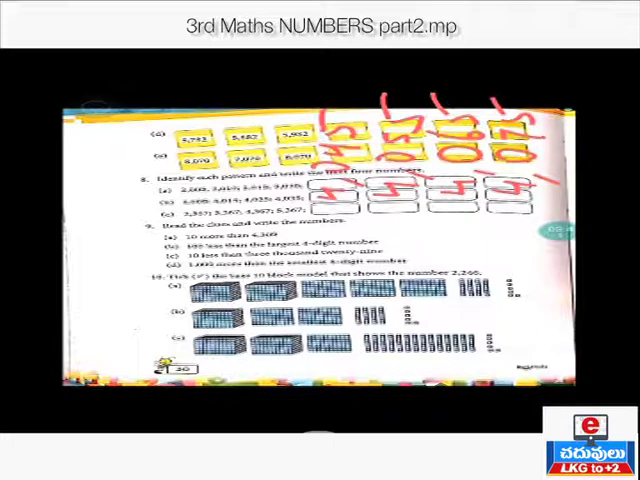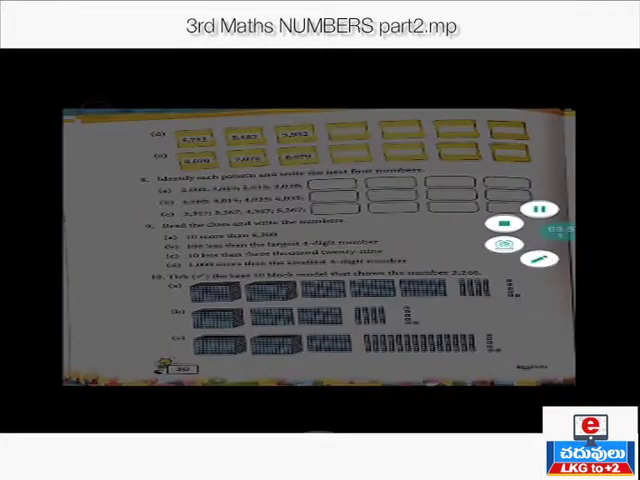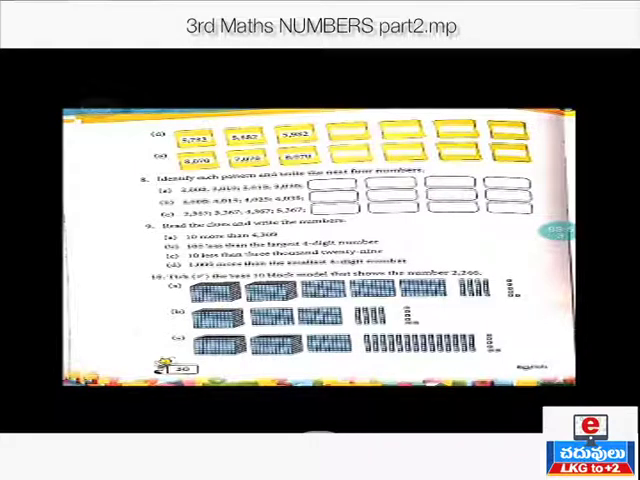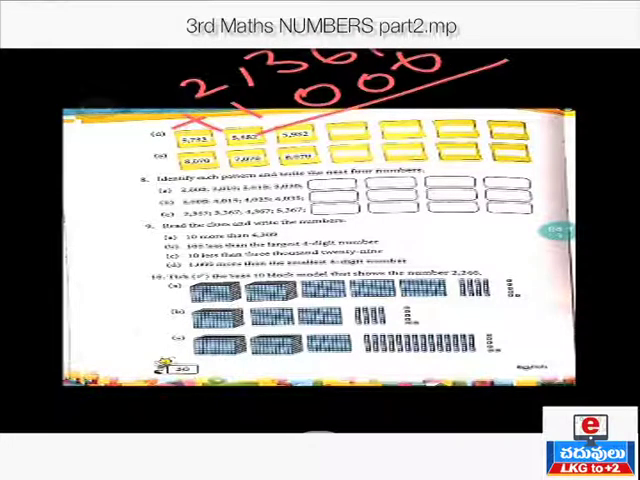Understood, children, this one? This one we add tens, we get the next number. See the C question. Here, 2367. Here we are adding thousands, we get the next number. 2367. Add thousands. 7 plus 0, 7. 6 plus 0, 6. 3 plus 0, 3. And next 2 plus 1, 3, no? This is the next number only, no?